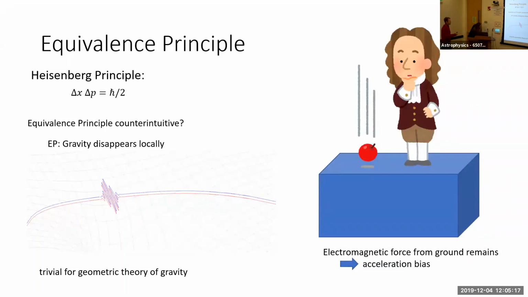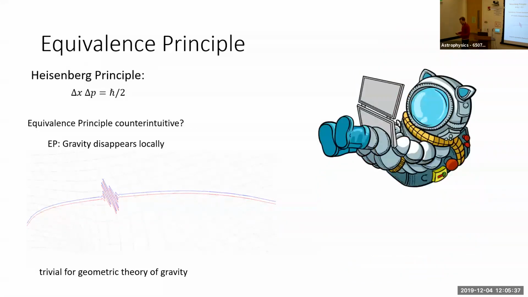And this is just our everyday life. We always live in a situation where we have this acceleration bias. So we assume this bias, this acceleration, just to be normal, and everything on top of that is kind of a physical effect. Which is obviously why the equivalence principle is counterintuitive. However, if we would live in space, probably the equivalence principle would be something very natural, and we wouldn't think about it too much.